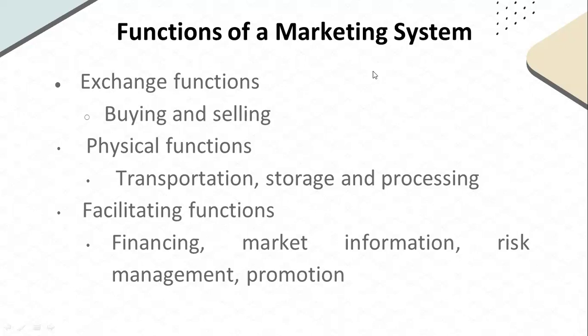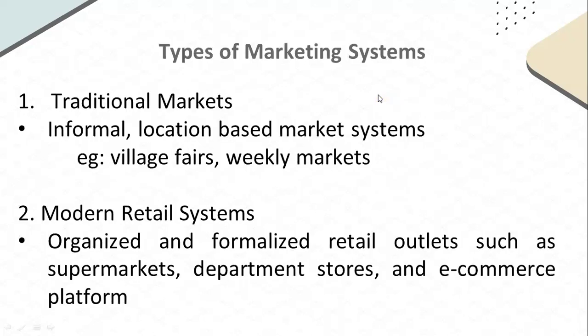Okay, I'm moving on if you are not responding, right? So these are the types of marketing systems. Now you know what a marketing system is. It's all the people, resources, activities that help this marketing activity, right? So the first type of marketing system is the traditional markets. This traditional market is the informal, location-based market system.